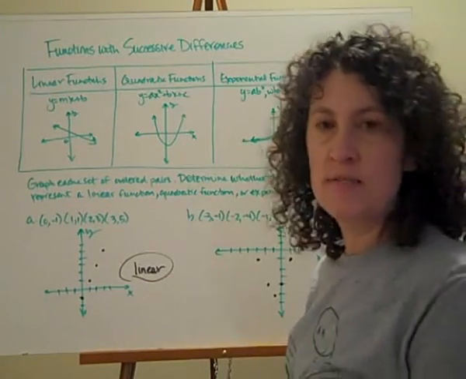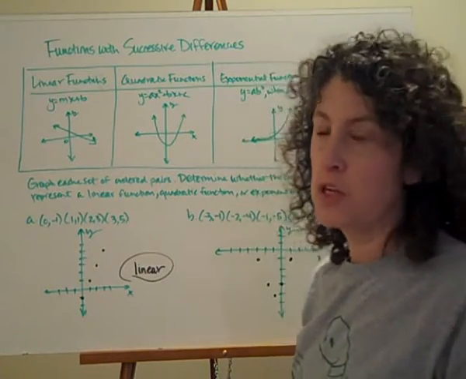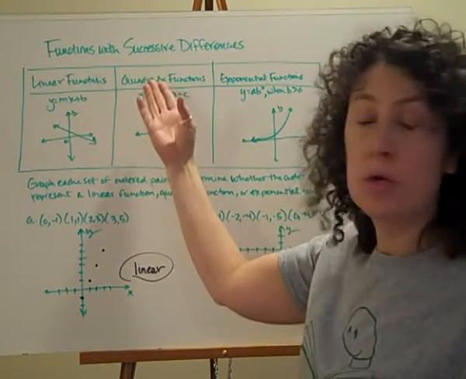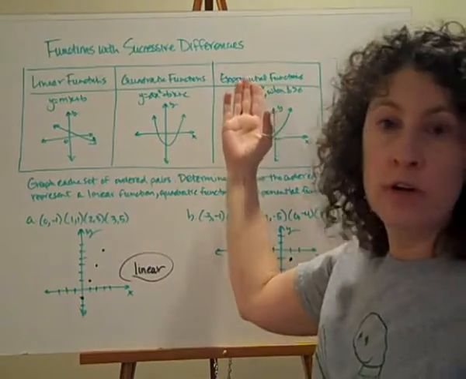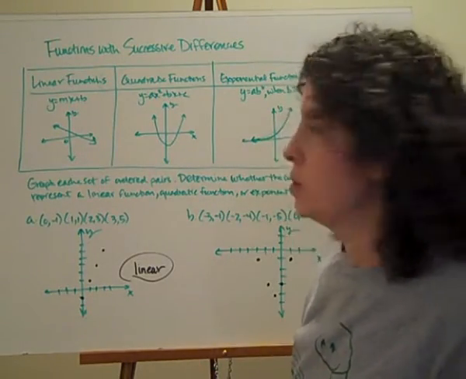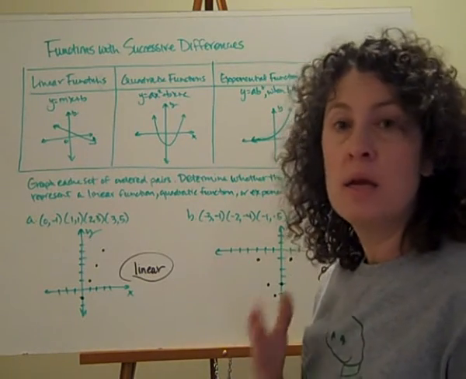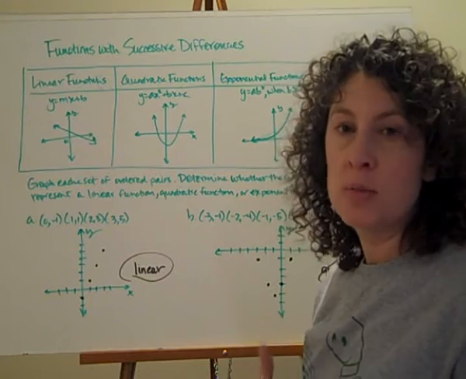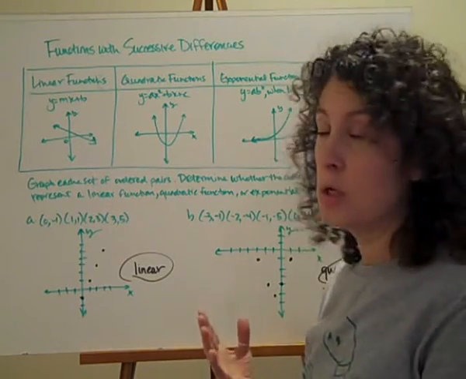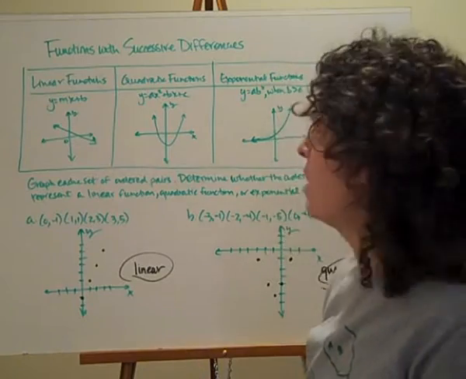Functions with successive differences. We've been looking at a variety of different types of functions. We've looked at linear functions, quadratic functions, and exponential functions. Each function has its own pattern: a pattern to its data, a pattern to its equation, and a pattern to its graph. So let's take a look at those and see if we can identify what type of function it is from the patterns that we recognize.